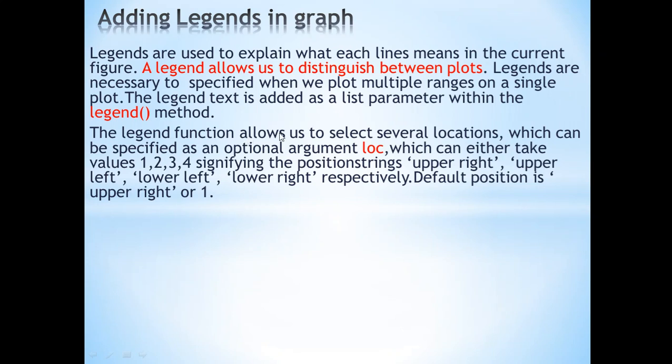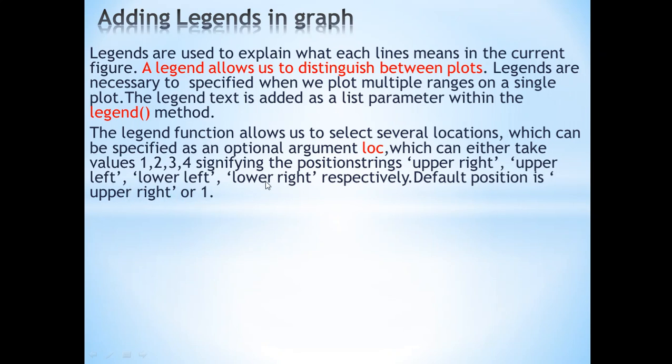The legend function allows us to select several locations, which can be specified as an optional argument loc. Loc is one of the arguments of the legend function which will specify where you want to put the legend. It can either take the value 1, 2, 3, 4 signifying the position, or the strings upper right, upper left, lower left, lower right respectively. The default position is upper right, or 1.